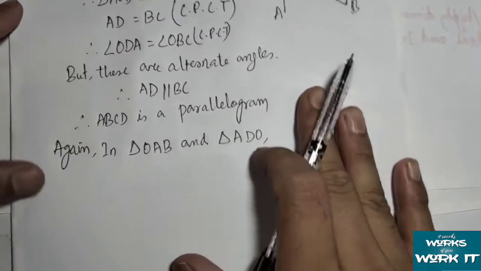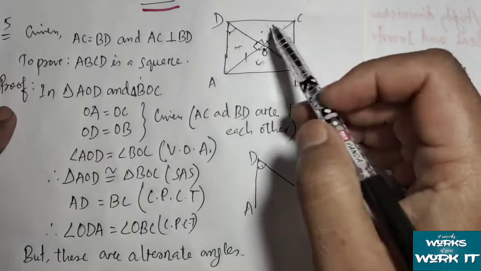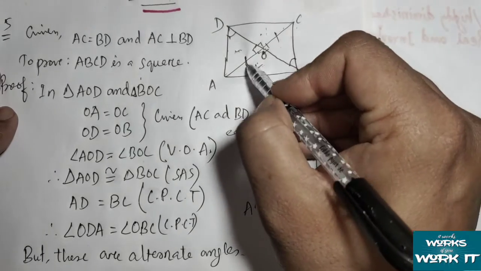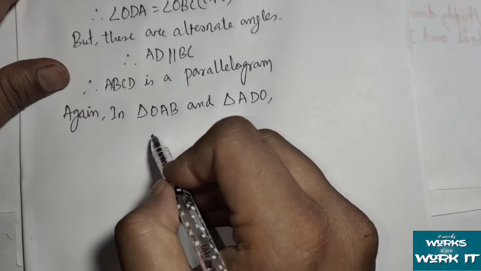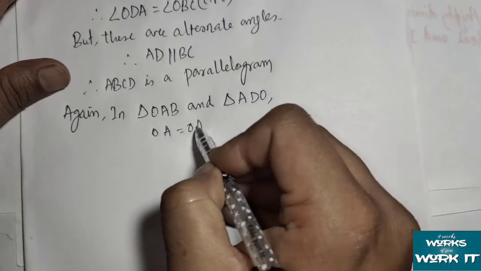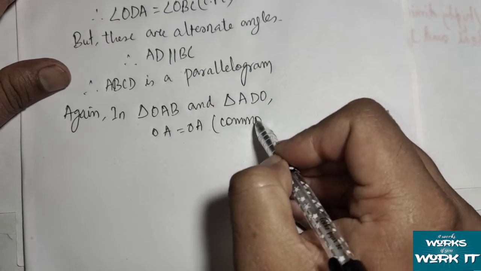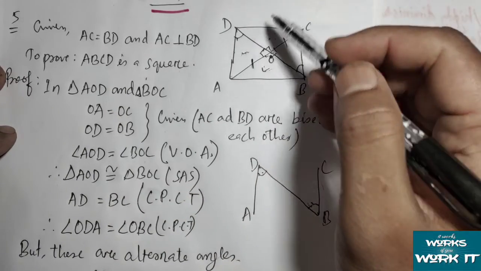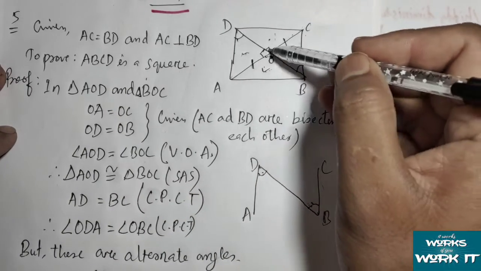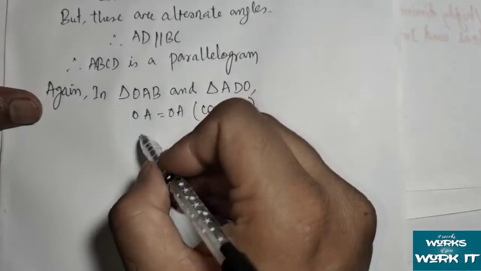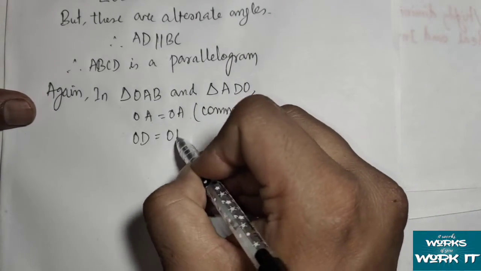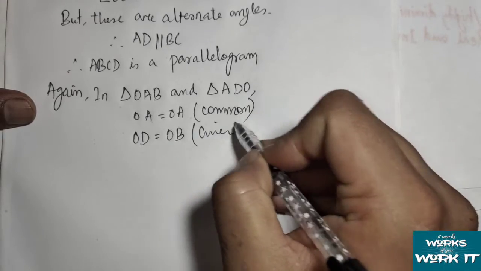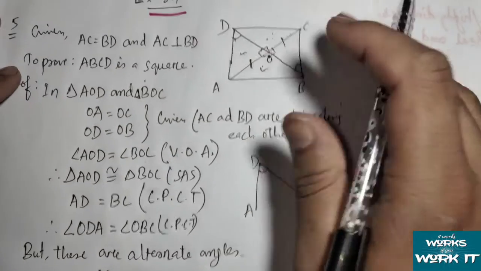Okay, so what we are getting here in OAB and then after ADO, OA is common, so we can write OA is equal to OA, the common side between the two triangles. And then after, what we can write, OD is equal to OB. Why? Because we have already shown that, or it was given that they are bisecting each other. Okay, here you can write given.